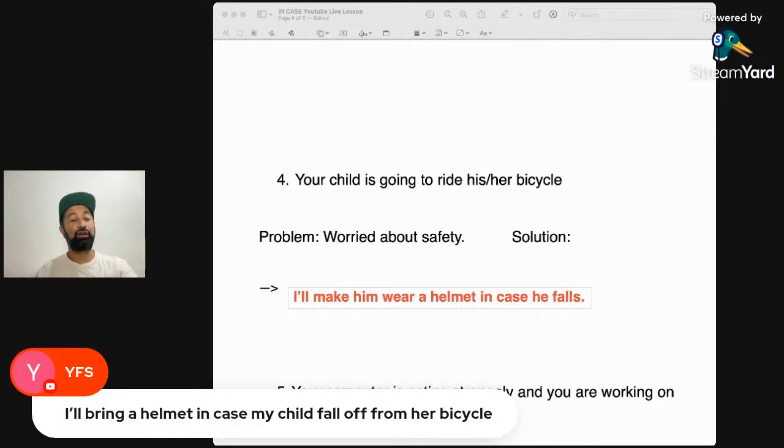I'll make her wear a helmet. So I'll make my daughter wear a helmet in case she falls off her bicycle. Yeah, there's so many things. You can make your child wear elbow pads or wrist pads in case they fall as well.